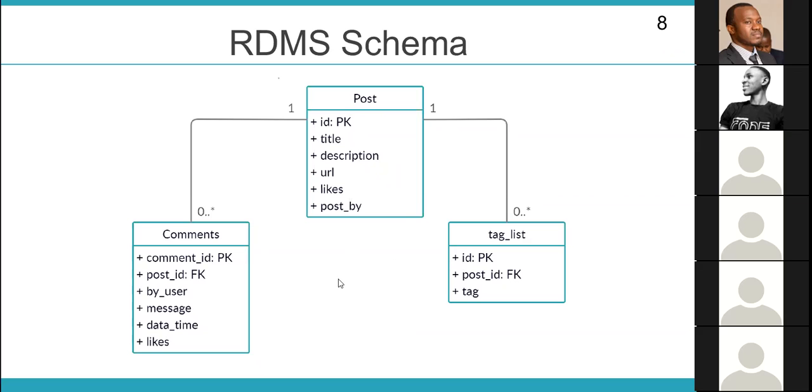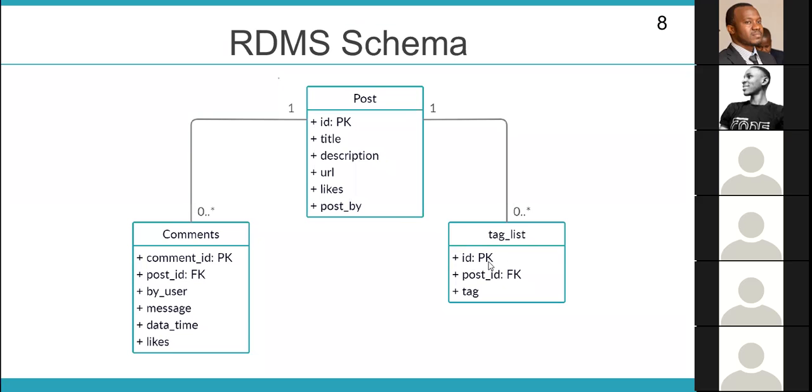So every box here represents a table. Now this is for the SQL database. So if you look at the post, we have the ID, primary key, title, description, URL, likes, and then the relationship, you can have 0 to many comments in your post. And each comment has a primary key, then it has a foreign key, post ID, which maps it back to the post table. Then it has the username, the message, what the comment was, the date and time, and then the likes. Then on this side, we have a tag list.